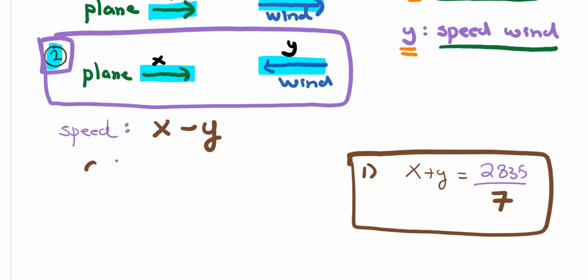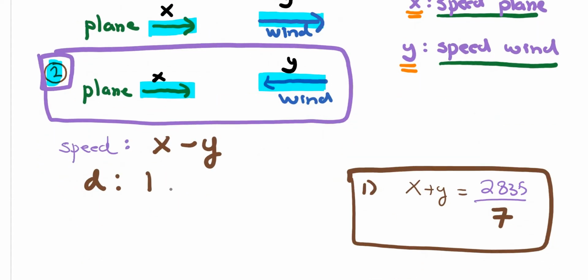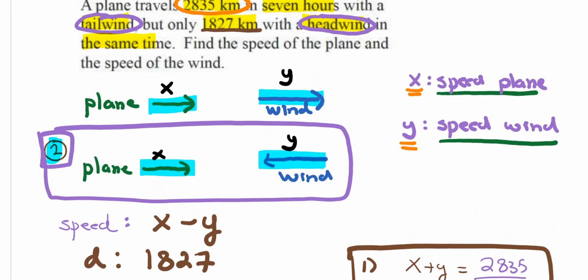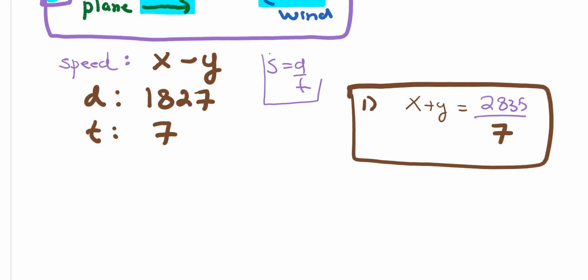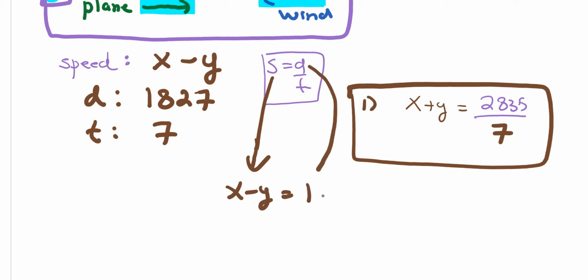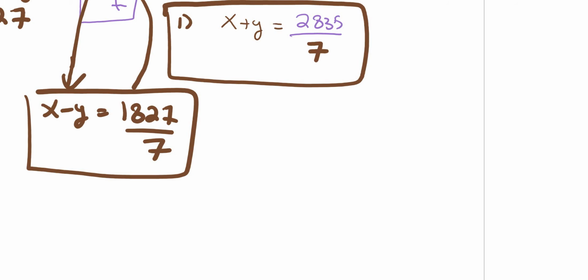Okay. And then the distance for that particular case, as the question tells you, is 1,827 kilometers. And this is also done in the same time, which is 7 hours. So once again, using the formula that speed is distance over time, the speed is now x minus y. The distance is 1,827, and the time is 7. So there you go. Those are my two equations, and these are the two equations that I'll be using to finish off the rest of the problem here.